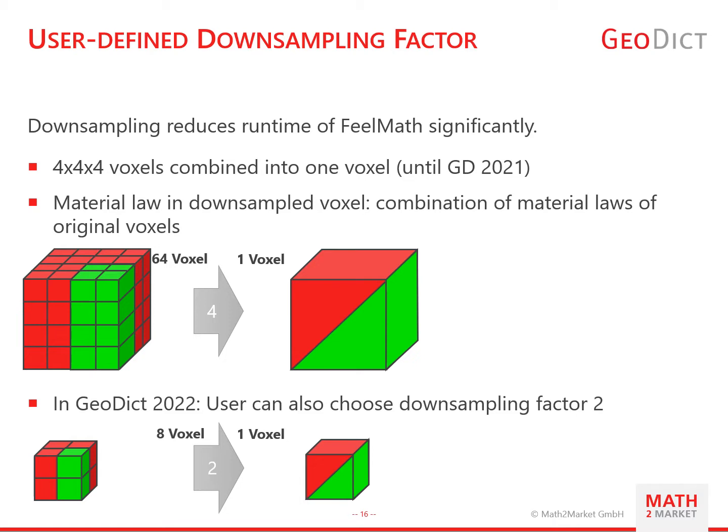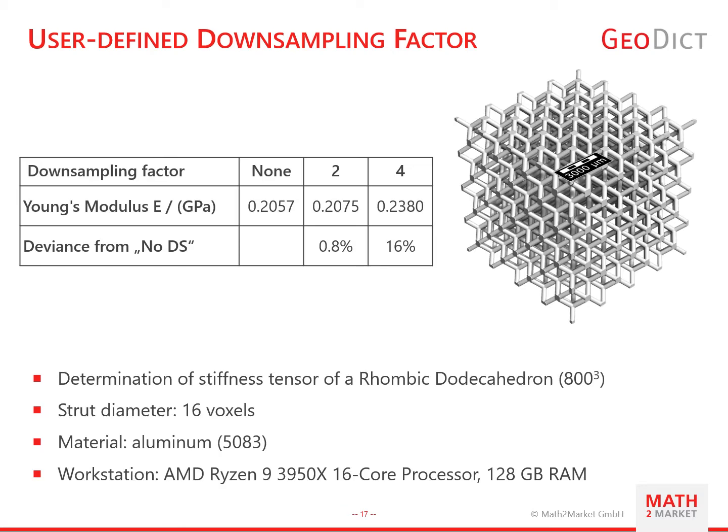Downsampling has a big advantage over just decreasing the resolution of your model. The material law in a downsampled voxel is a combination of the material laws of the original voxels. So both materials are considered during simulation, whereas in a coarser model each voxel has only one material law and information is lost. To show the advantages of downsampling, I determined the stiffness tensor of a rhombic dodecahedron with ElastoDict's PhiMathVox.